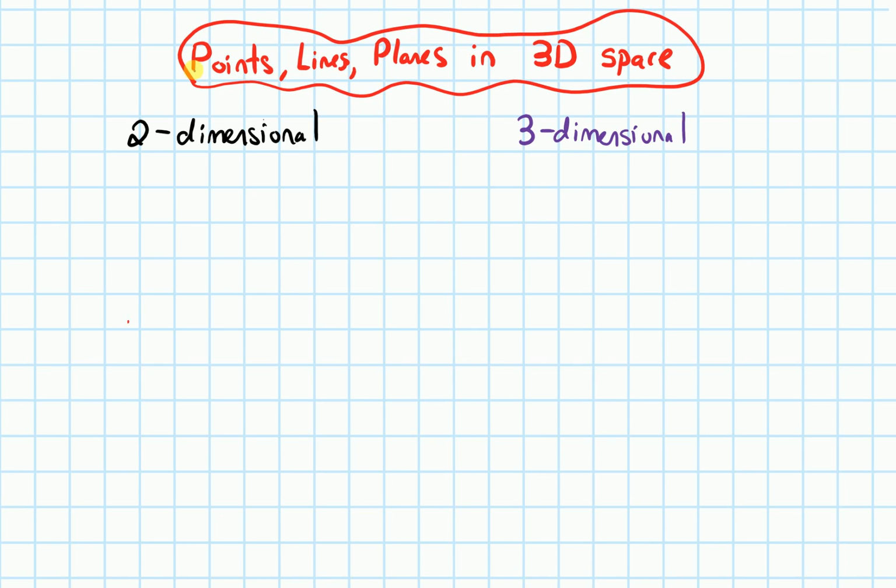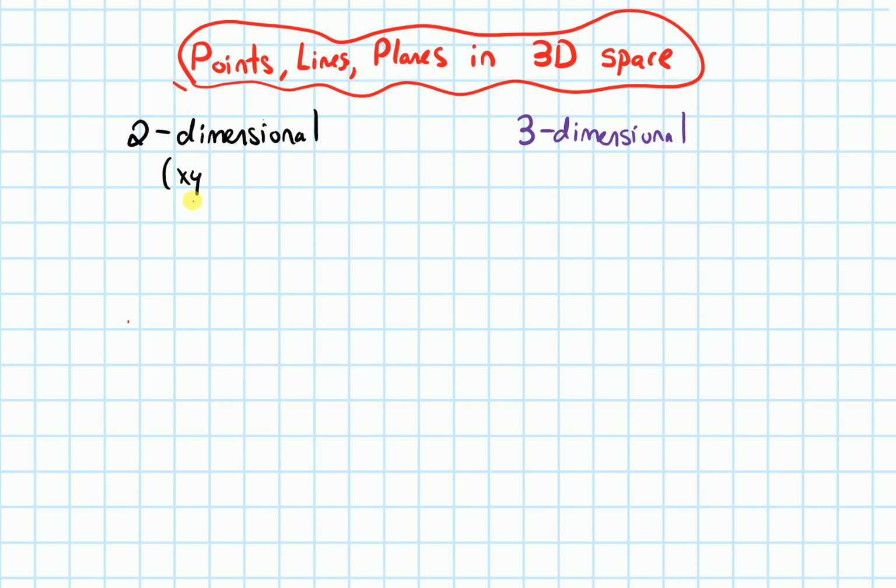In this video, we're going to talk about graphing points, lines, and planes in three-dimensional space. I want to begin by comparing two-dimensional graphs and three-dimensional graphs in terms of what our coordinate system looks like. The two-dimensional coordinate system, you've been using in all of your math classes pretty much up until this point, maybe since as early as middle school.